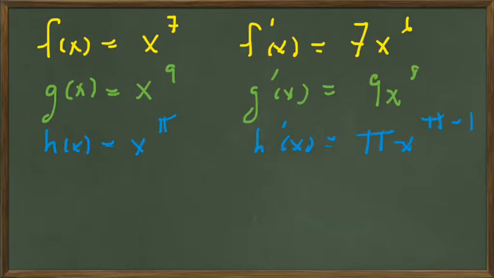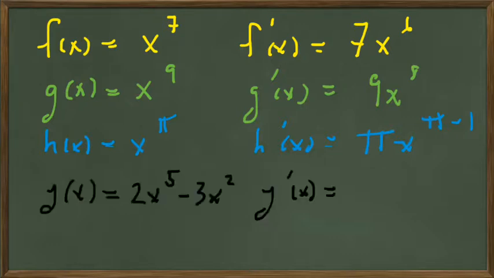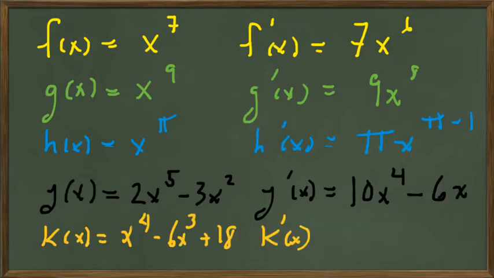And let's expand the rule just a little bit. So our j of x has coefficients already, and in this case when we bring the 5 power down we must multiply that by the 2 to give us 10x to the 4th. We preserve the minus sign between the terms, multiply the power 2 on the x in the second term by the 3 to get 6, and reduce its power by 1 to get 1. And one final one, our k prime of x is going to be 4x cubed minus 18x squared.